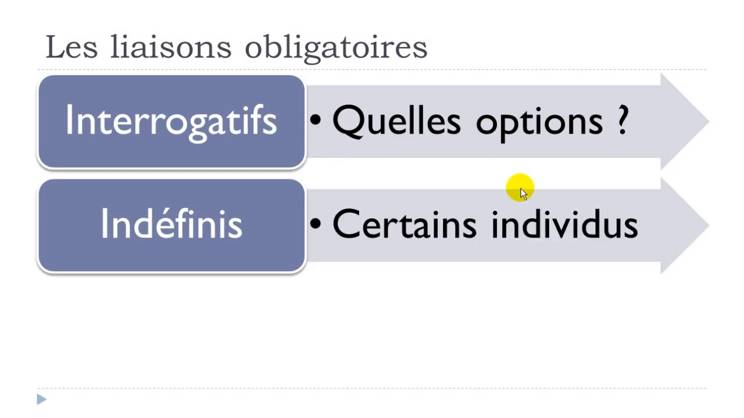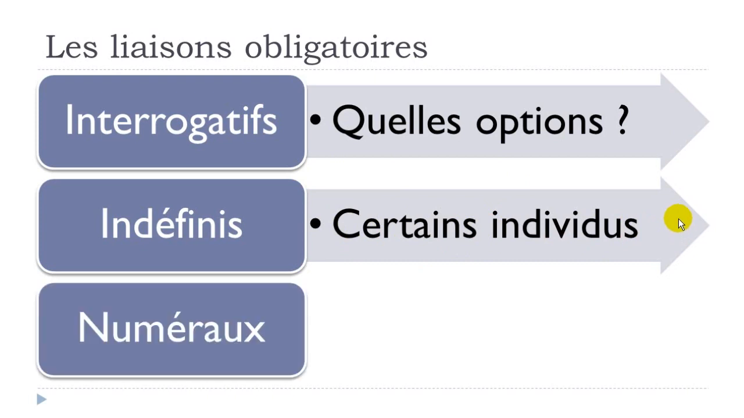Indéfini, well, exactly the same rule. In that case, you've got certains, indéfini, and it is here at the plural form. Individu, plural, starting with a vowel, you make the liaison, certains individus. Certains individus. All right, and the last situation for this page, numéro.